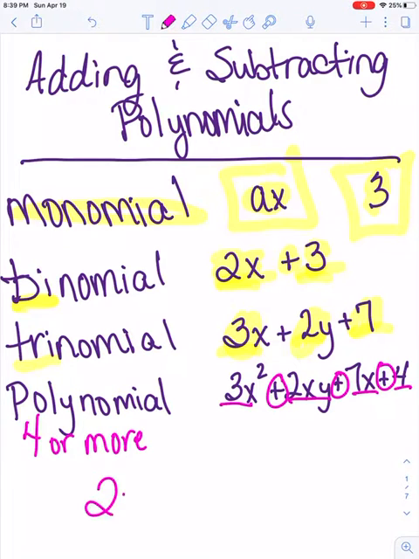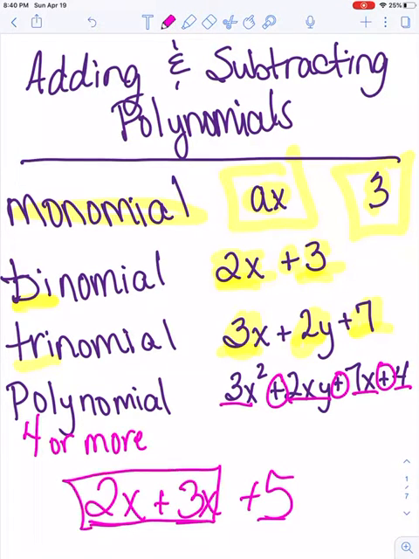Now, somebody might try to trick you up and say, okay, 2x plus 3x plus 5, how many terms? And you think, oh, separated by pluses or minuses, there's 3 of them, so this is a trinomial. But the key is you always have to simplify first. So I can see right off the bat that those are like terms. 2x plus 3x is 5x. So 5x plus 5 simplifies to 2 terms. So this one is called a binomial.